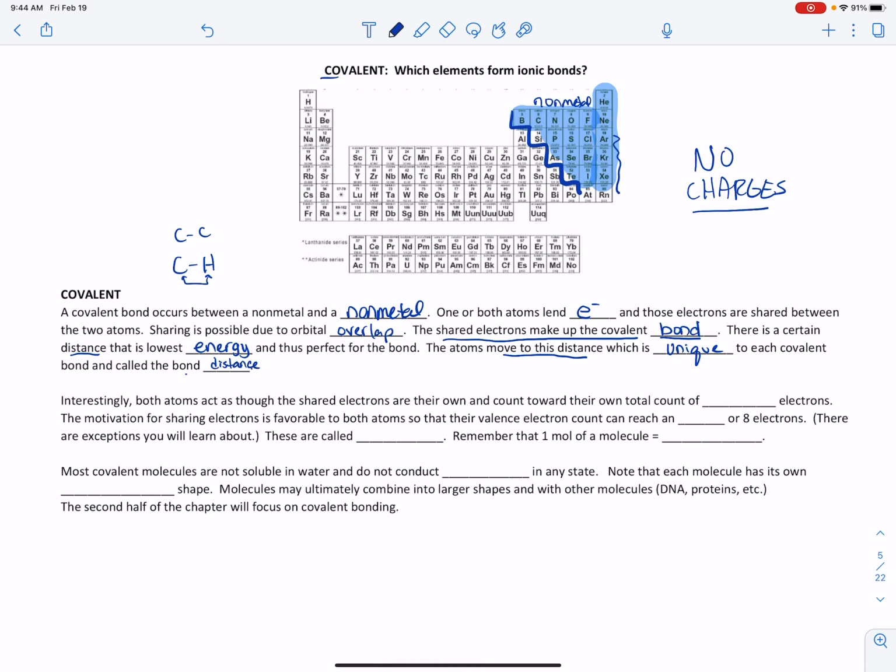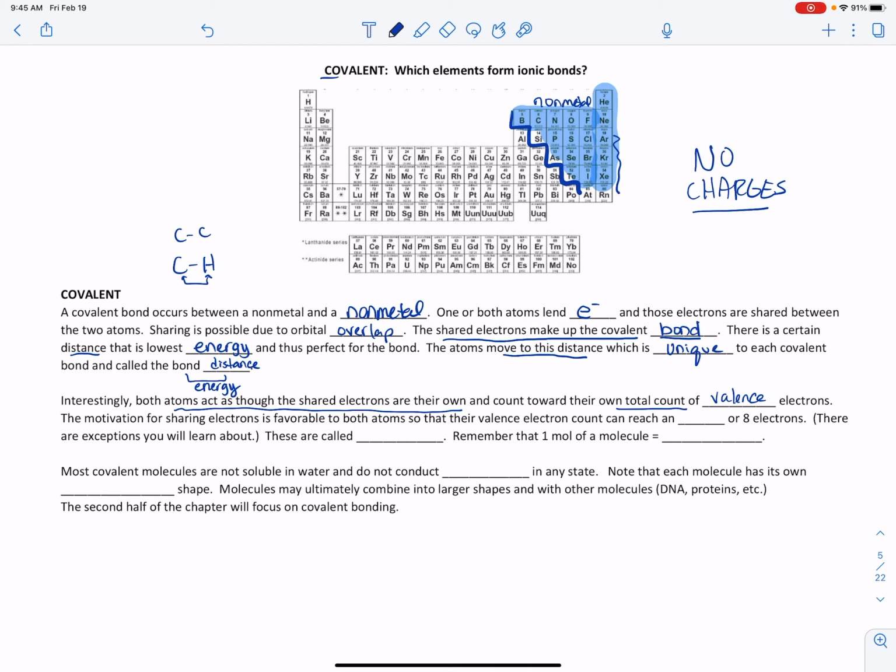This is related to energy. That is in Chapter 9. Because when you do chemical reactions, you will try to break these bonds, or you will try to make them, and that costs energy. Interestingly, both atoms will act as though the shared electrons are their own. So they both claim them, which is great. That's why this works. And it counts toward their total count of valence electrons.